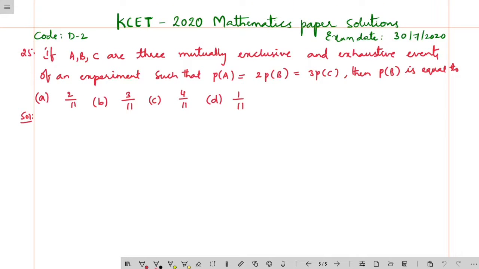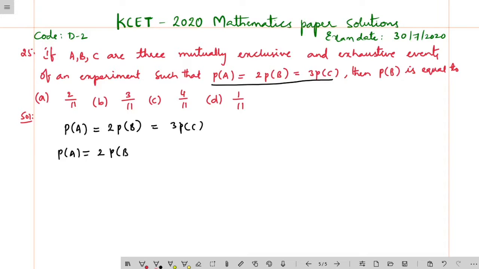If A, B, C are three mutually exclusive and exhaustive events of an experiment such that P of A is equal to 2 times P of B is equal to 3 times P of C. So the relation given here, P of A is equal to 2 times P of B is equal to 3 times P of C. We can write P of A is equal to 2 times P of B, and P of C can be written as 2 upon 3 times P of B.